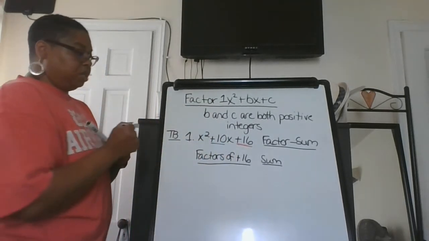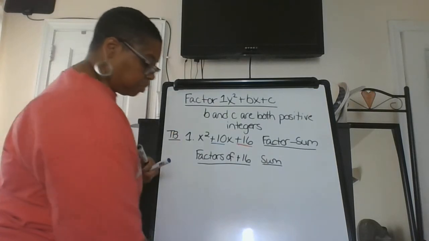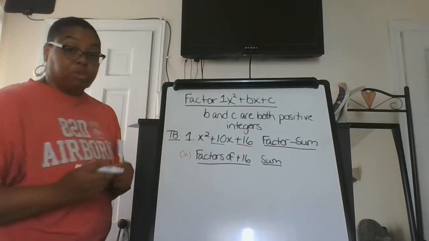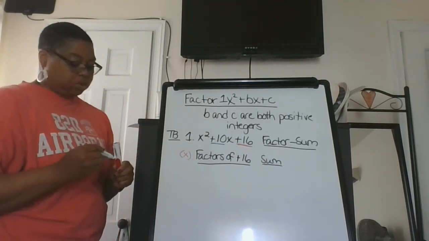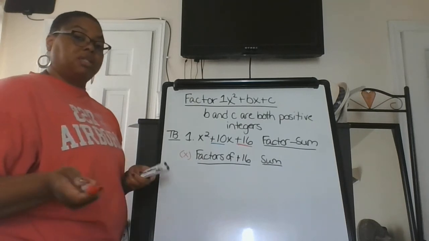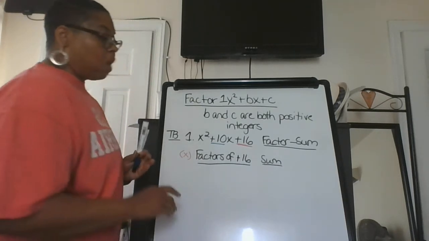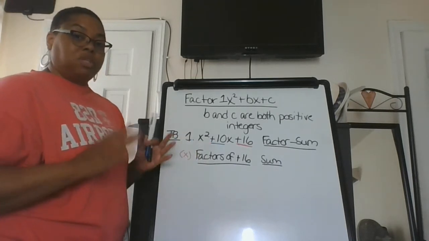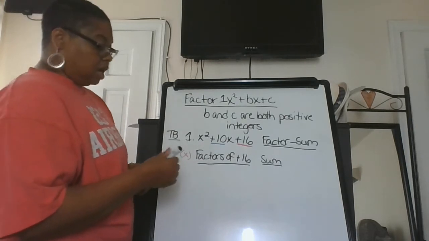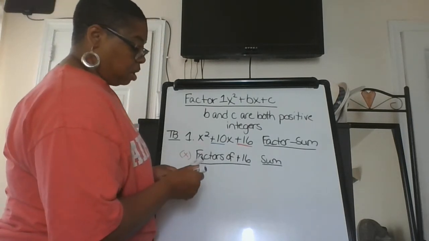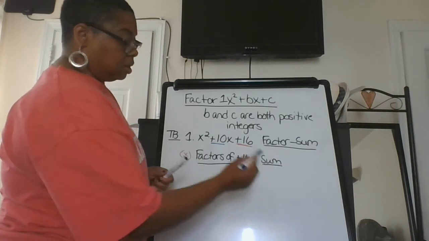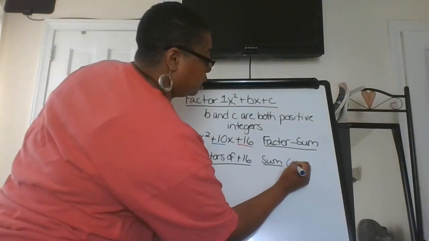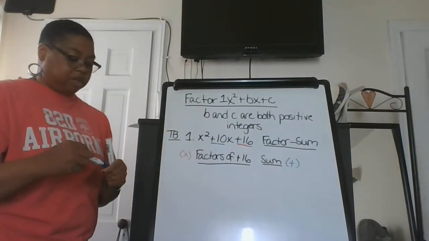Okay, so when we do our factors, and factors means to multiply. That means you're going to find two numbers that multiply together to get the number you're looking for. So we're basically going to find two numbers that multiply to 16, two positive numbers. Why two positive numbers? Because the middle term is positive, so both numbers have to be positive. And then we're going to get the sum. Sum means to add. So we're basically going to add the two numbers to get what we're looking for.